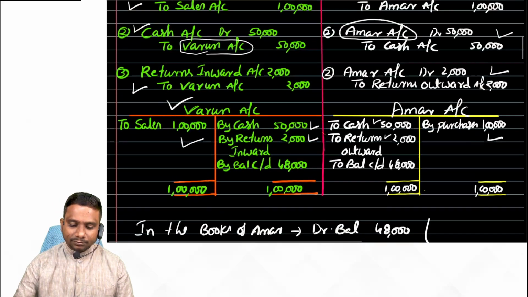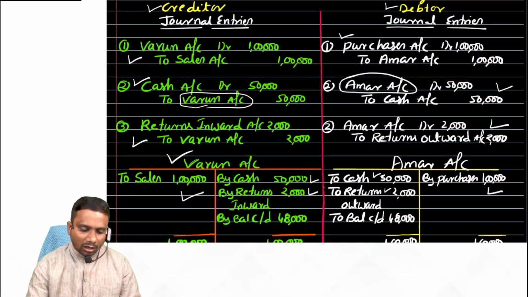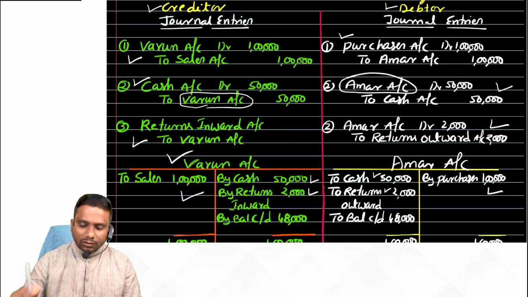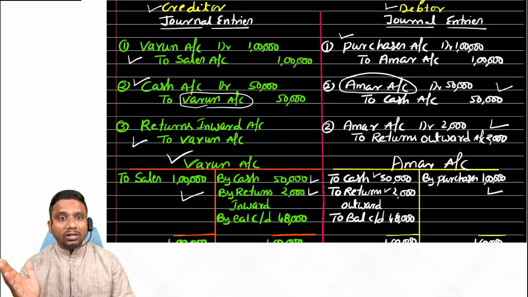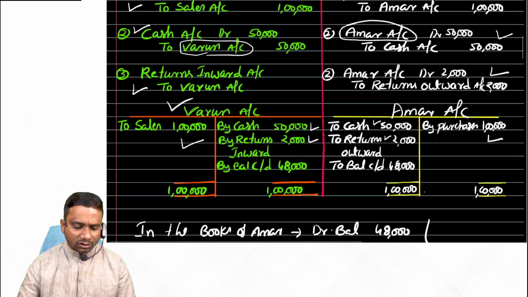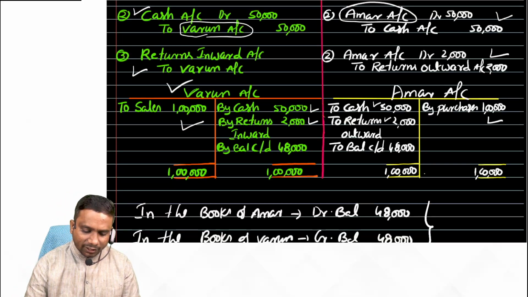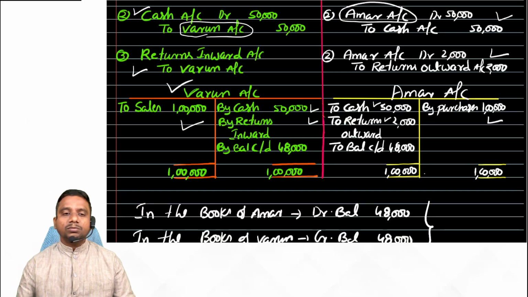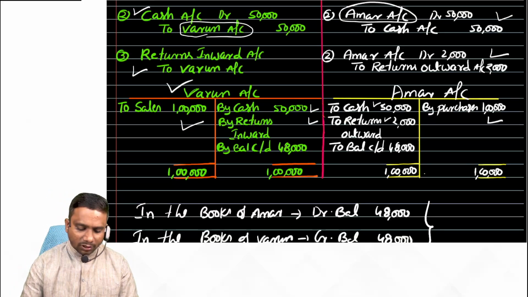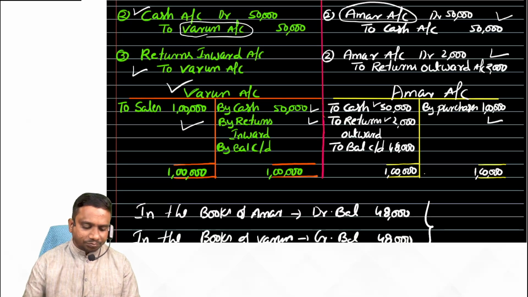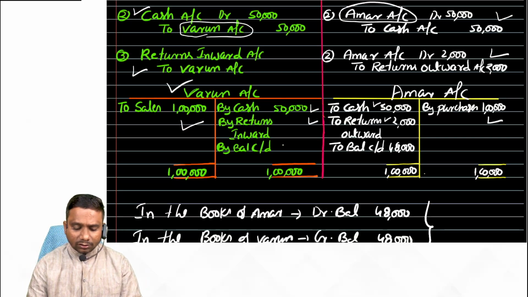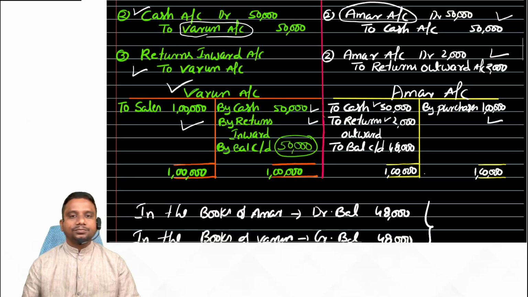Suppose Amar did not write the entry for sales returns. Varun has written, but Amar has not written. Yes or no, students? Observe carefully. Now, there is no entry for sales returns in Amar's books. At the same time, there is no posting. In that case, what is the balance in Amar's books? It shows 50,000 rupees balance.